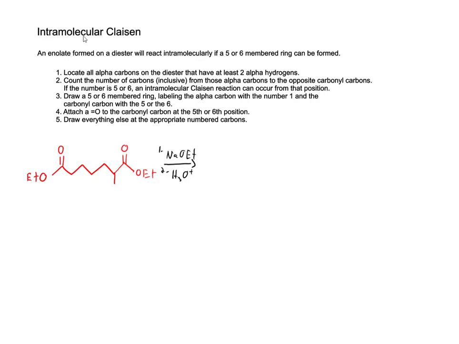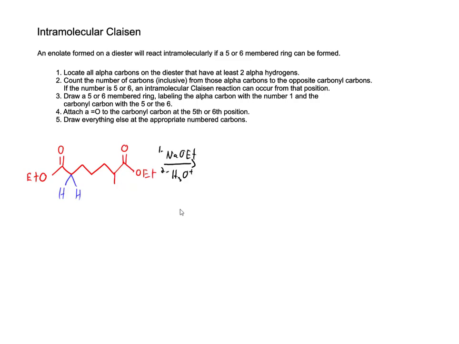So of course the first thing we're going to do is locate all the alpha carbons on the diester that have at least 2 alpha hydrogens. In the example down below, it appears we only have 1 alpha carbon with 2 hydrogens. That's on this left side here. The right side only has 1, so that side's not going to work. So we're only looking at the left side here.